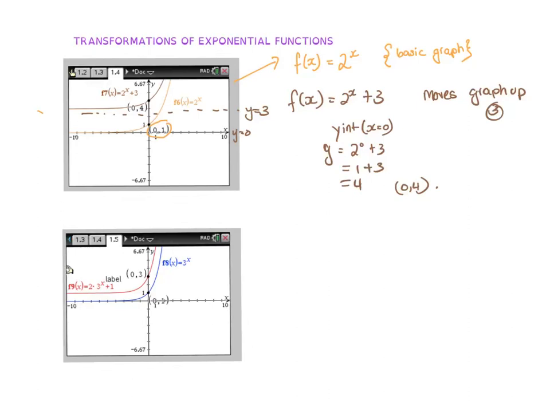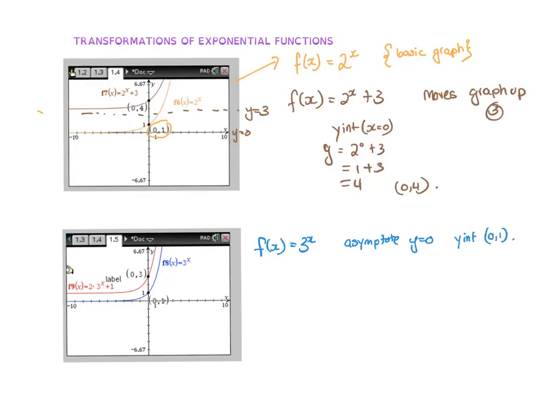Okay, now we're going to have a look down here at the next one. The basic one that I've drawn is 3 to the power of x. So that's C. You can see the asymptote for this one is still at y equals 0, the x-axis, and the y-intercept is still (0, 1).